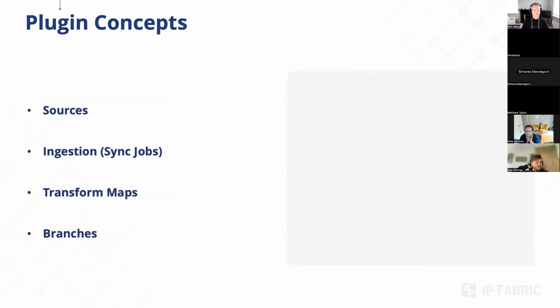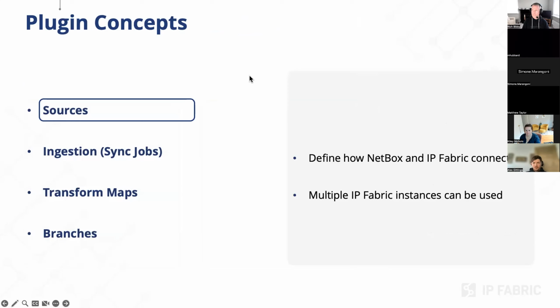So what I'll do is talk about the core concepts of the plugin. It's quite useful to understand the different things I'll be talking about, so I'll just cover that. First is sources. Sources in our NetBox plugin define how NetBox talks to IP Fabric. And there are two ways: there's cloud and on-prem. They have different models of how they talk to each other depending on the deployment model.